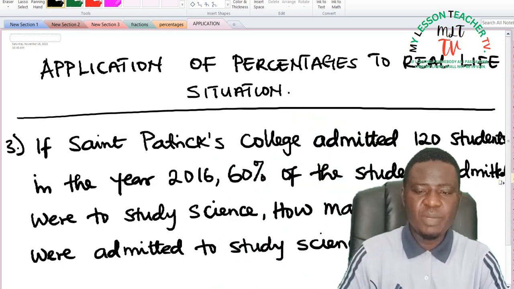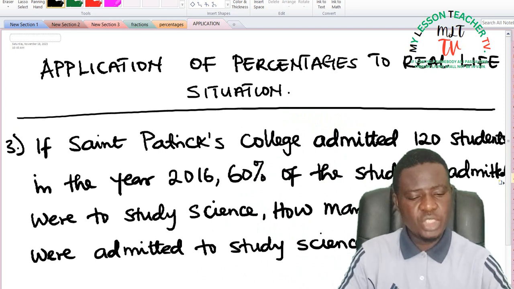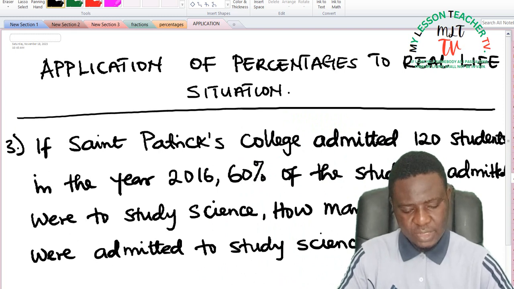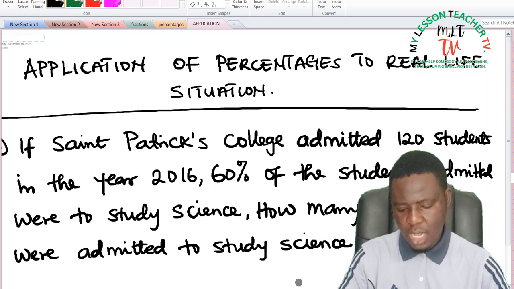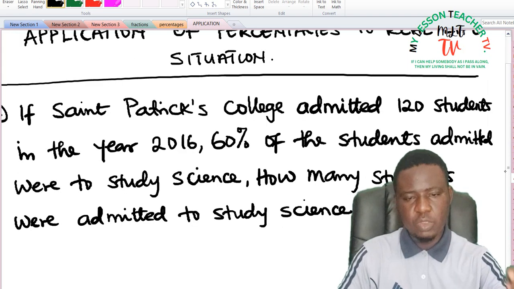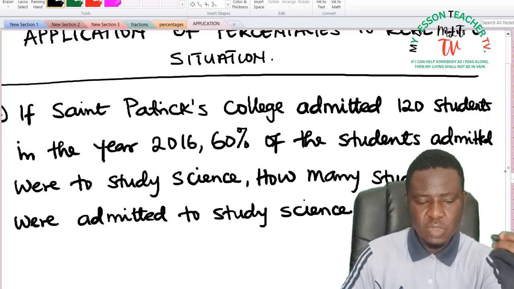Question 3 on application of percentages to real life situations. We are asked that if St. Patrick's College admitted 120 students in the year 2016, 60% of the students admitted were to study science. How many students were admitted to study science? So you need to understand the question and then go ahead in solving them.